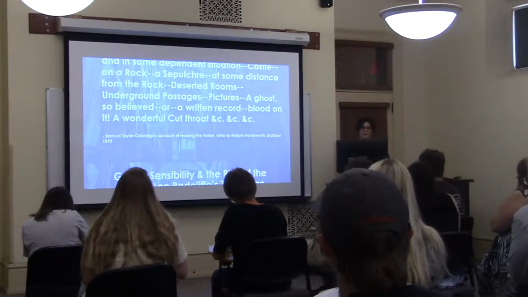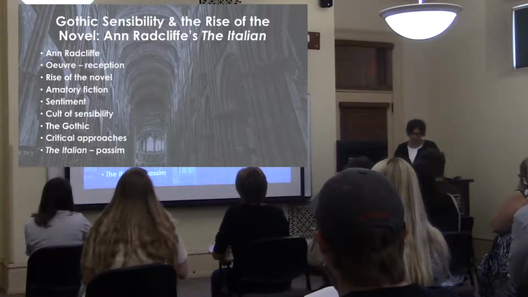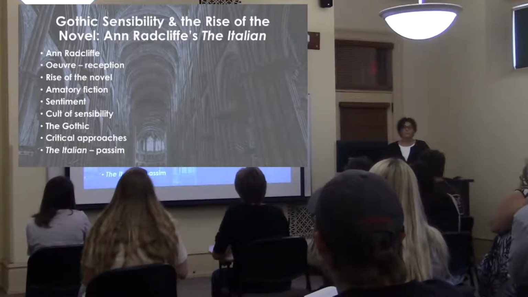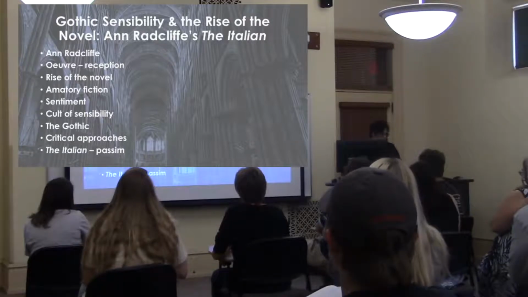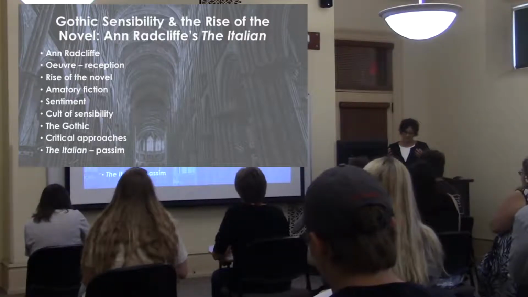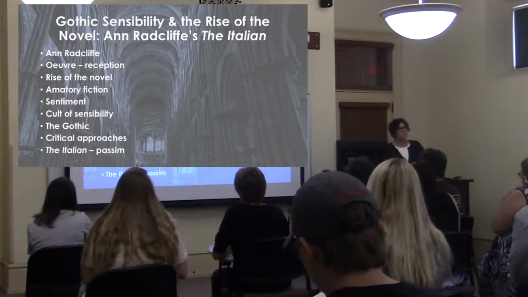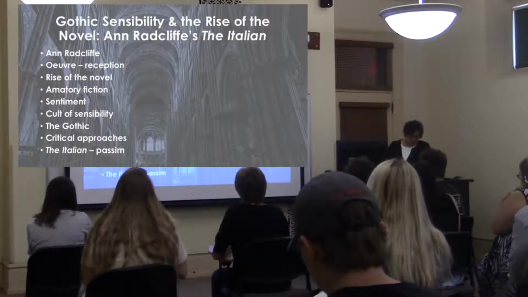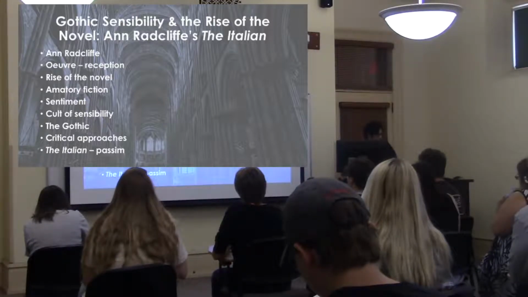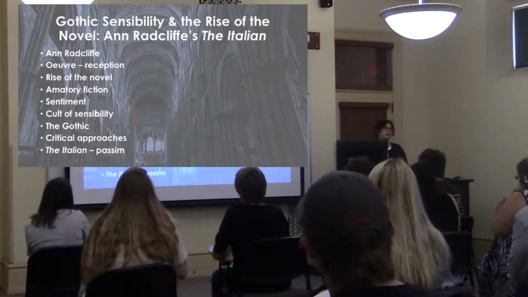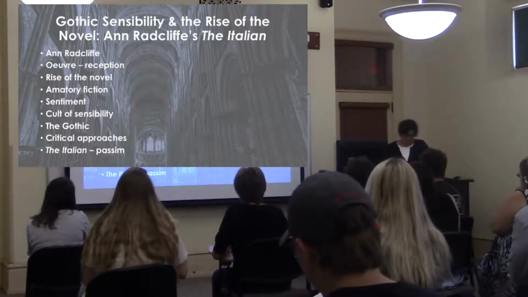So my talk is structured like this. First I'm going to give a little overview of Anne Radcliffe as a person and an author. I will look at the critical and popular reception of her oeuvre as a whole. Then I'm going to talk about the rise of the novel, including some very important subgenres, which include amatory fiction, sentimental literature, the cult of sensibility, and of course the Gothic as a genre. And then I'll look at a couple of critical approaches.